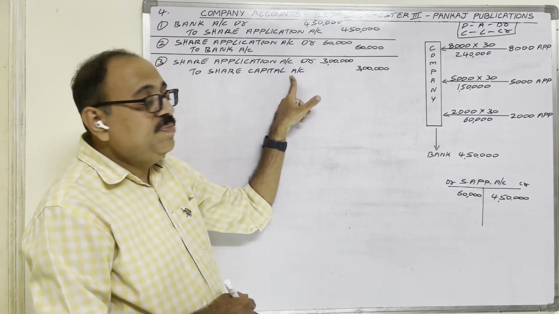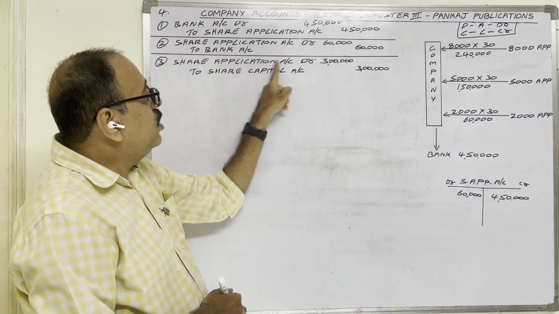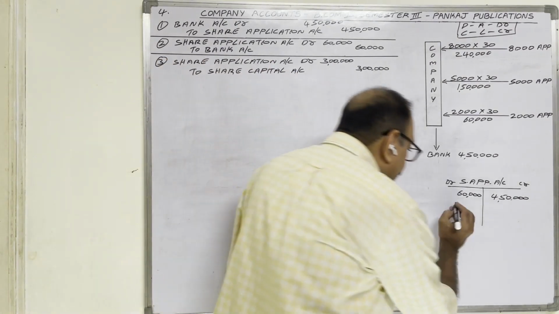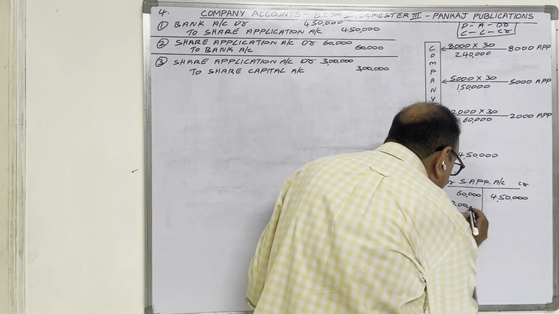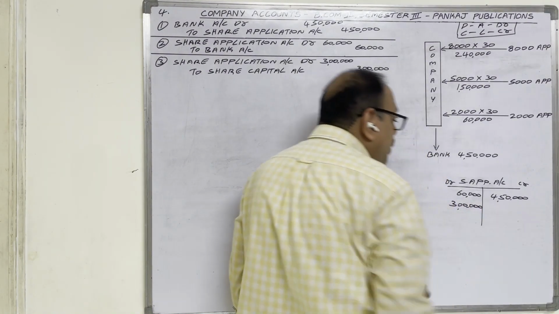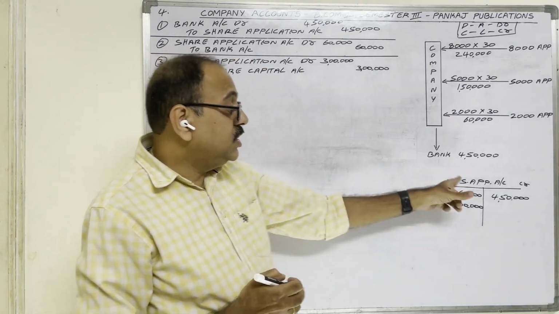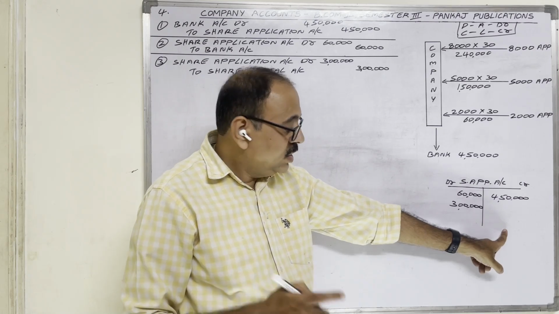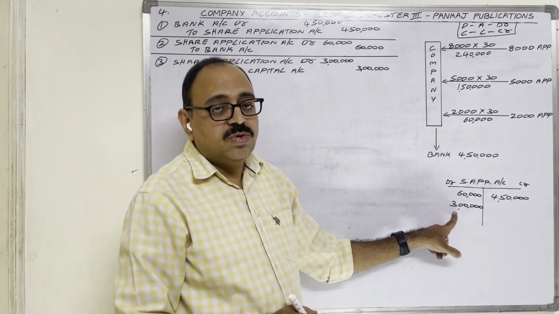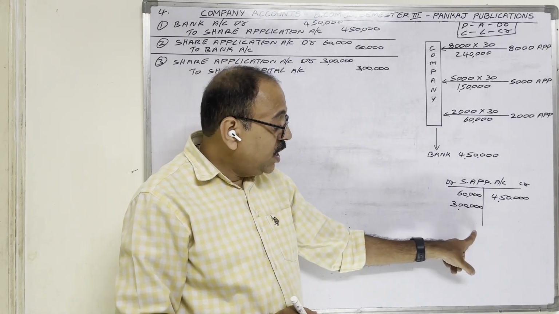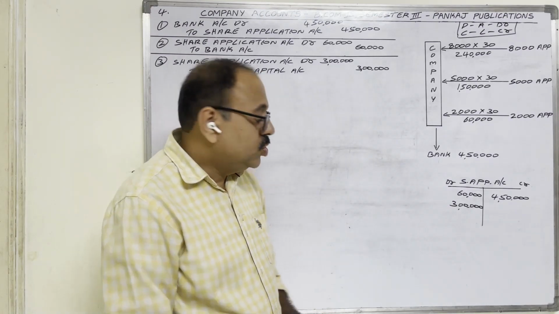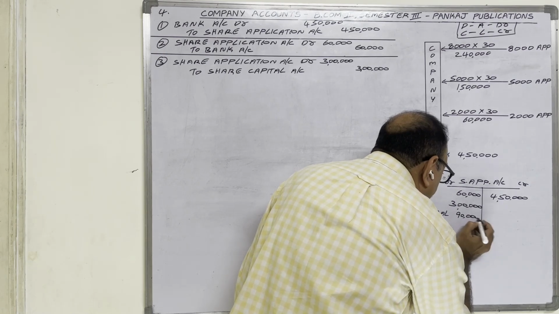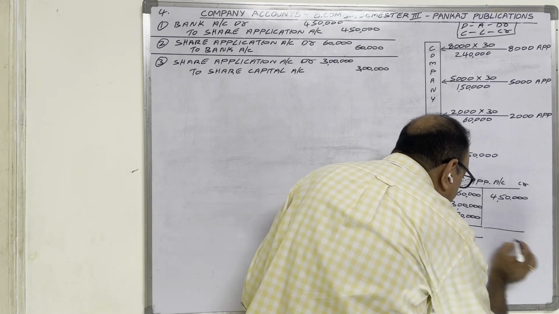Come to third entry. Here share application account is debited with 3 lakh rupees. After third entry, how much will be the balance in share application account? 4,50,000 credit balance minus 3,60,000 debit amount. Remaining amount is 90,000. So the balance in share application account is 90,000 rupees.